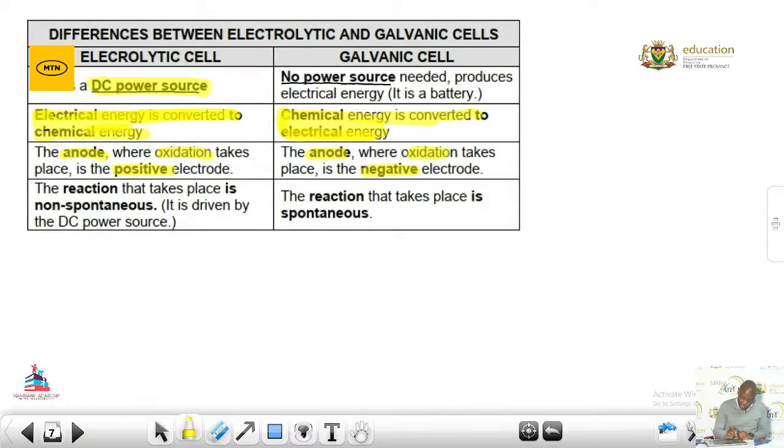So what is critical is to identify which electrode is going to undergo oxidation and which reduction. And now this is one of the questions they usually ask in multiple choice. The reaction that takes place is non-spontaneous. It is driven by the DC source. So we need to know what it basically means when they say it is non-spontaneous.